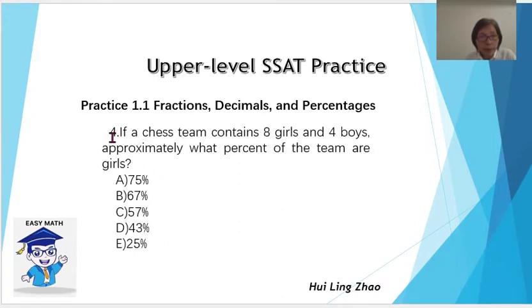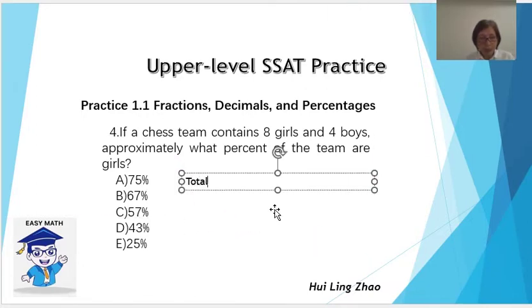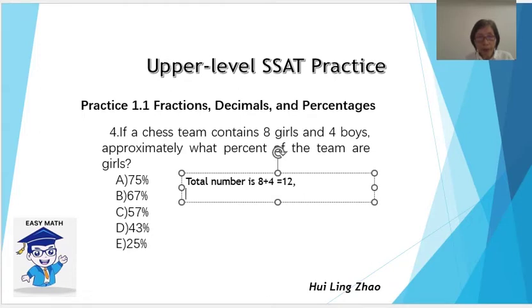And next, number 4. If a chess team contained 8 girls and 4 boys, approximately what percent of the team are girls? For this practice, at first we find the total number, right? And the total number is 8 plus 4 equals 12, right? And then here we want to calculate the percentage of the girls.